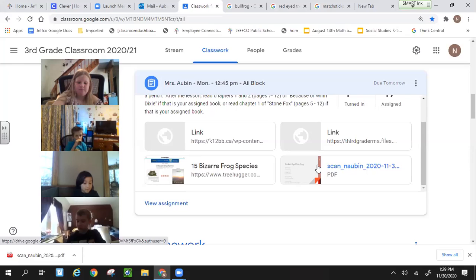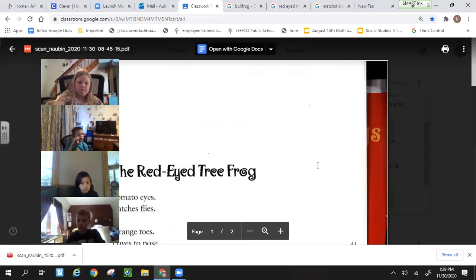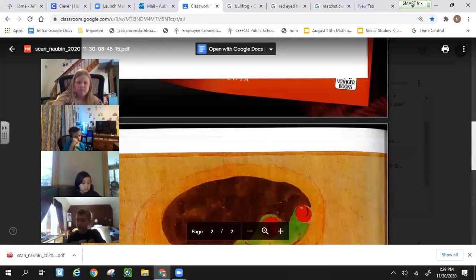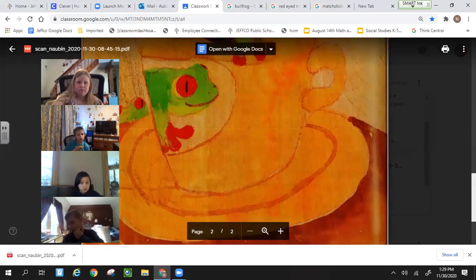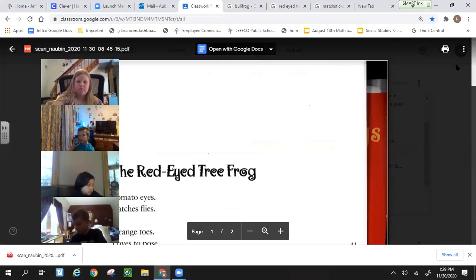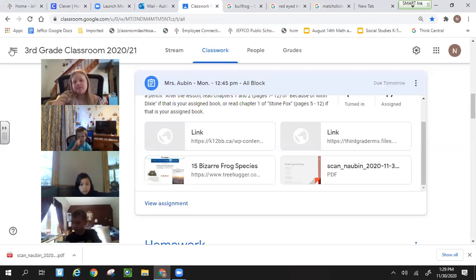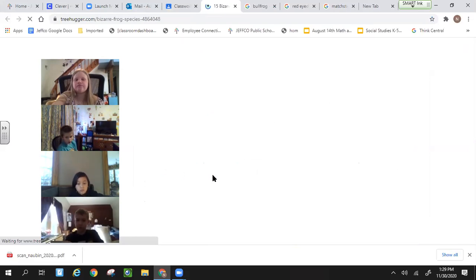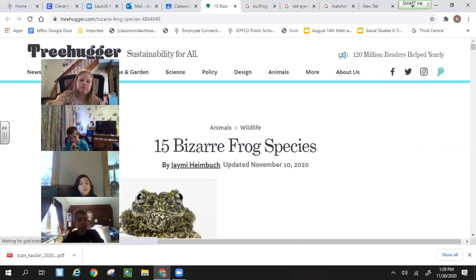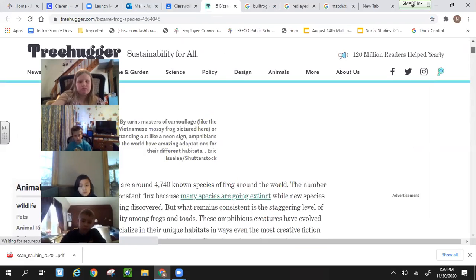Okay, so here's the scan. This is the example of the poem. I put that on there, and it also has a picture of a red-eyed tree frog that the author drew. So if you need to refer back to that, feel free. It's on the assignment. Then I put a link on here for 15 bizarre frog species. You guys can look at different frogs. There's all kinds of different ones.